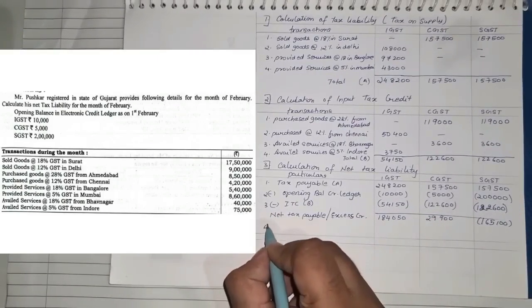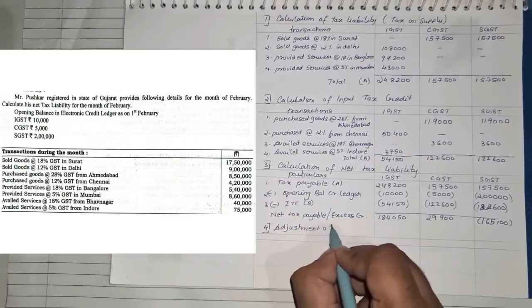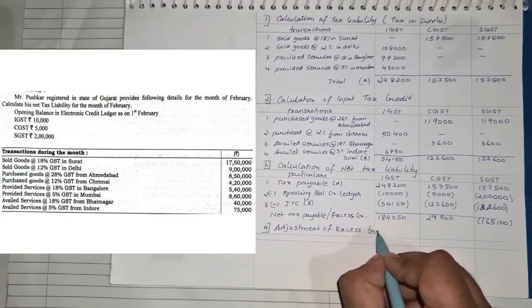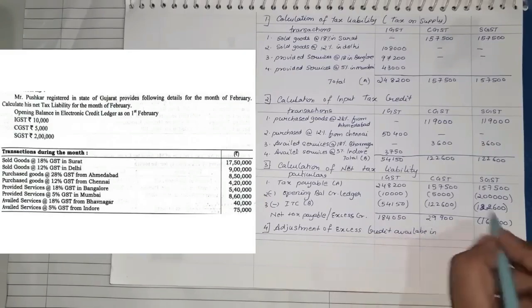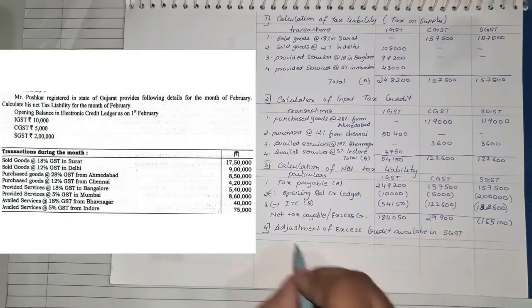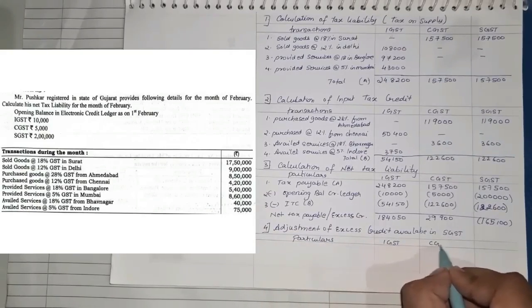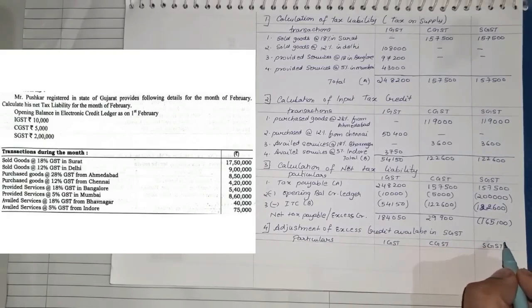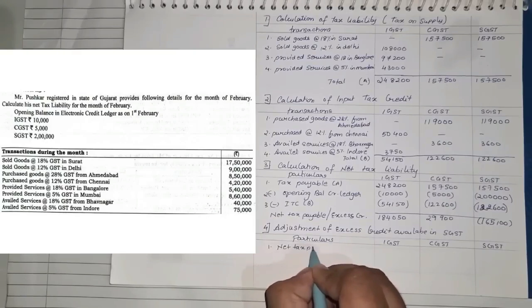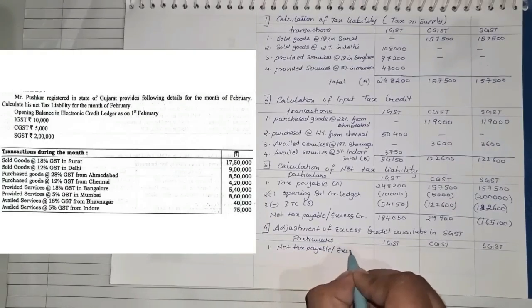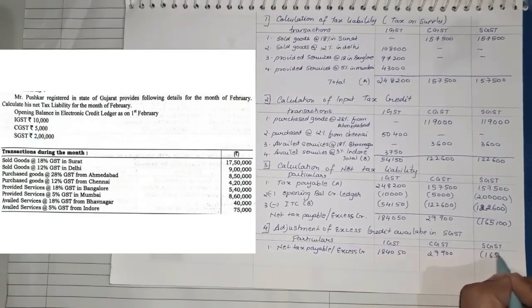Now since it is negative, I'll start with my step number 4, that will be adjustment of excess credit available in SGST. Okay, so how to do that? Again we'll have particulars: IGST, CGST and SGST. Step number 1 will be the answer that we have found, so net tax payable or excess credit. We'll just note down the final answer from the last step. We had 1,65,100 as negative.